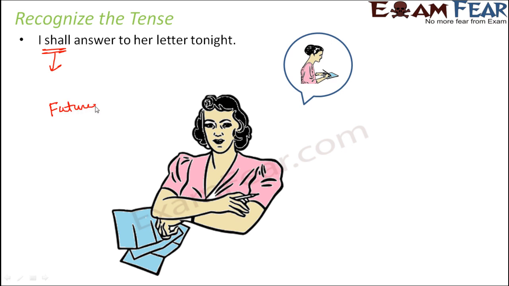Now which form of future tense? So I shall answer. Shall answer. This is the verb. So this is simple future because you do not have the ing verb. So this is not continuous. This is not perfect continuous. You also do not have has, have or had. So this is not perfect. So what are you left with? You are left with simple future. So this is simple future tense.